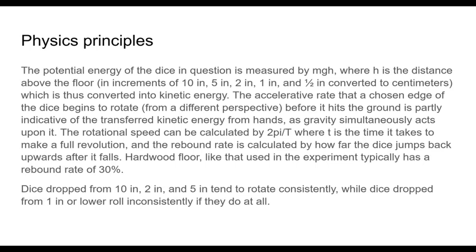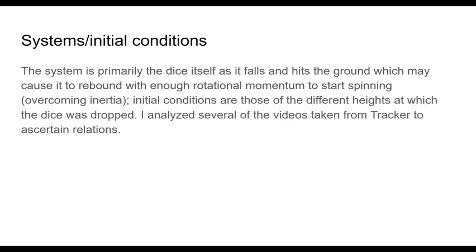Hardwood floor, like that used in the experiment, typically has a rebound rate of 30%. Dice dropped from 10 inches, 2 inches, and 5 inches tend to rotate consistently, while dice dropped from 1 inch or lower roll inconsistently, if they do at all.